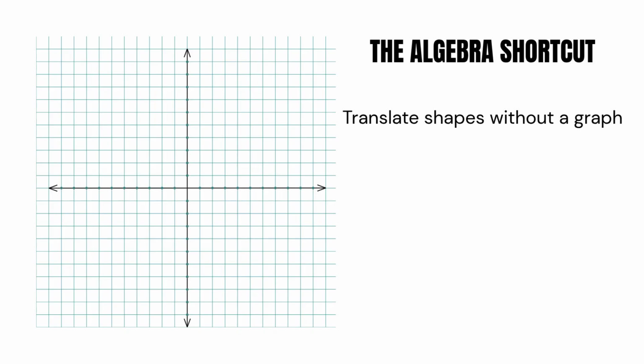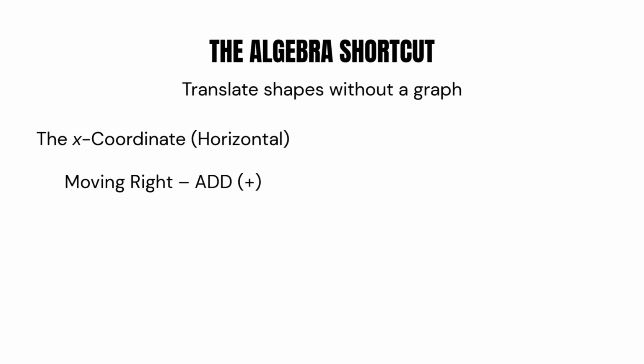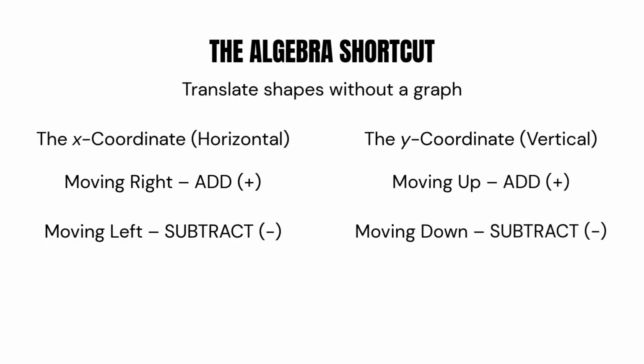Now that we know how to slide a shape by counting grid squares, let's look at how to do this exact same process using pure math without needing a graph at all. When you don't have a coordinate plane in front of you, you can rely on two simple rules for your coordinates. First, because the x-axis controls horizontal movement, sliding a shape to the right means you add to your x-coordinate, and sliding to the left means you subtract from your x-coordinate. Second, because the y-axis controls vertical movement, sliding a shape up means you add to your y coordinate, and sliding down means you subtract from your y coordinate.